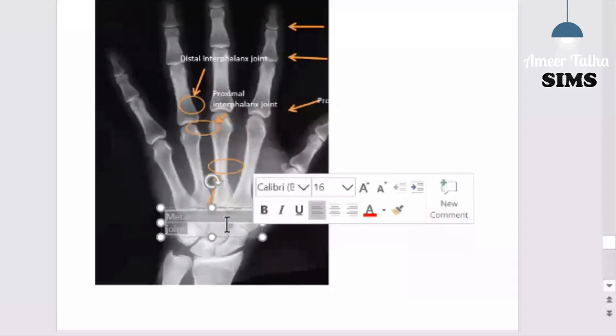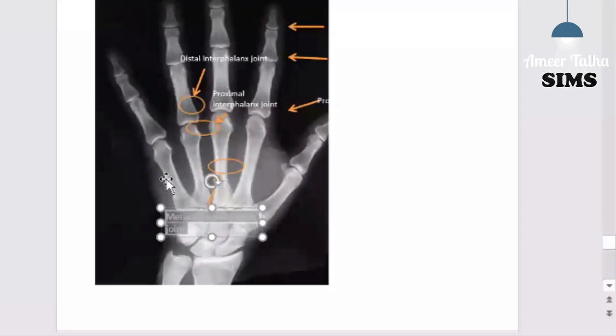Now coming towards the metacarpals, in case of an arrow on any of the metacarpals, for example, this one is the fifth metacarpal, and this one is the metacarpal of the ring finger, the fourth, the third metacarpal of the middle finger, and the second metacarpal of the index finger, and this is the first metacarpal of the thumb.